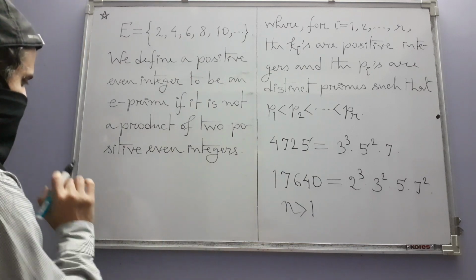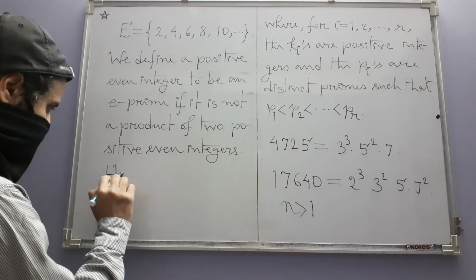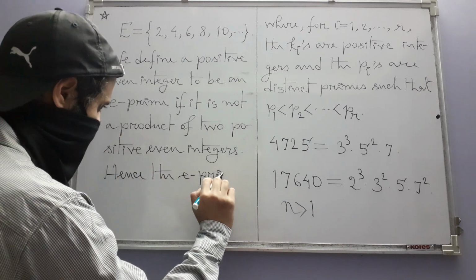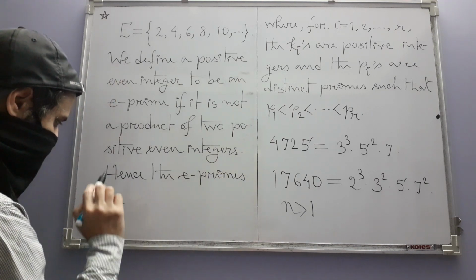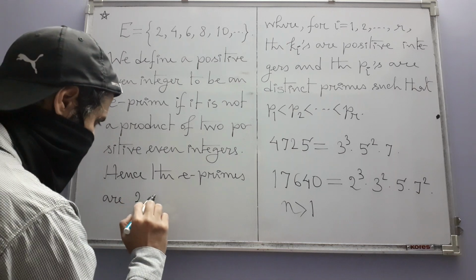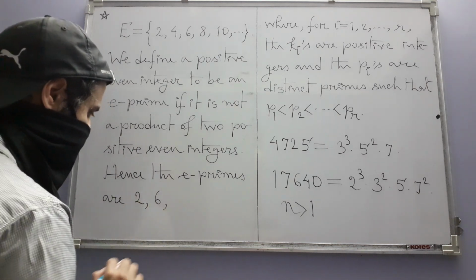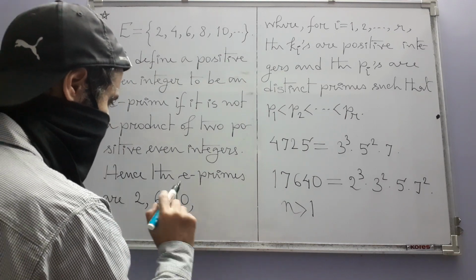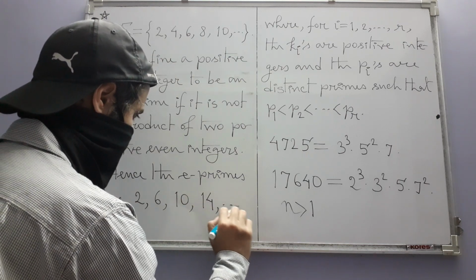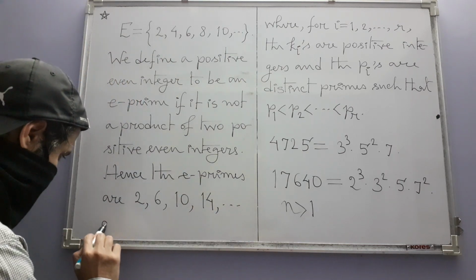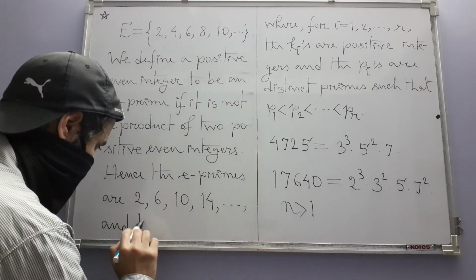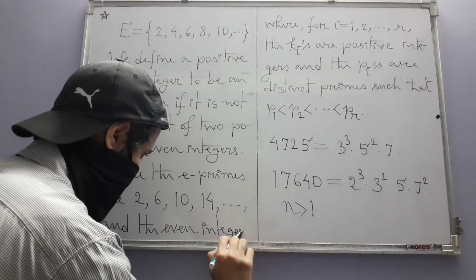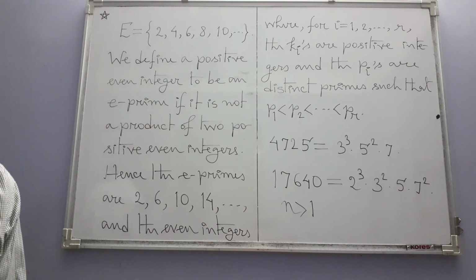So what are the E primes? Hence, the E primes are 2, 6, 10, 14 and so on, and the even integers that are not E prime.